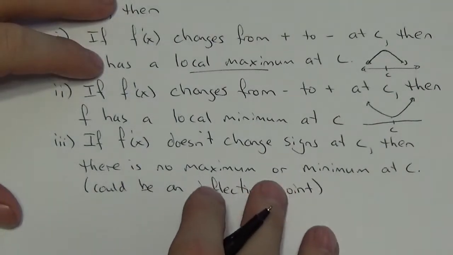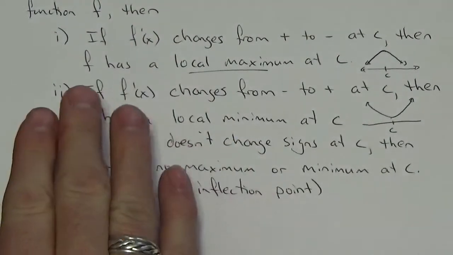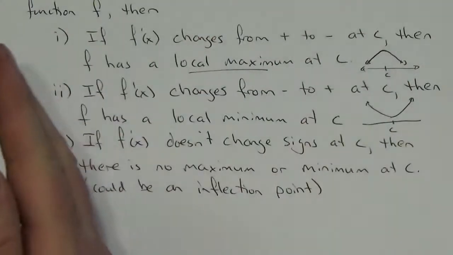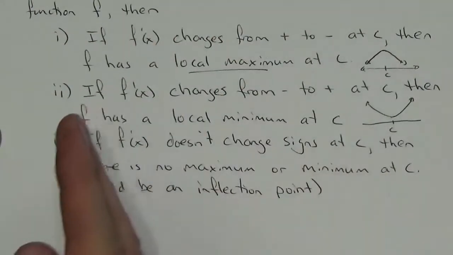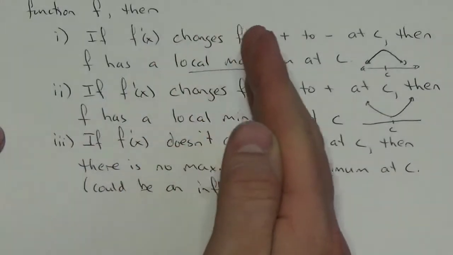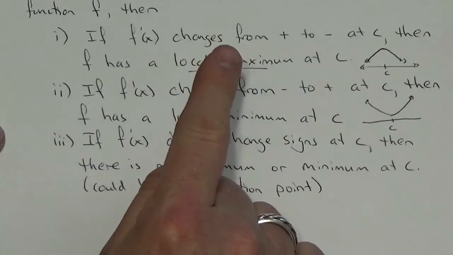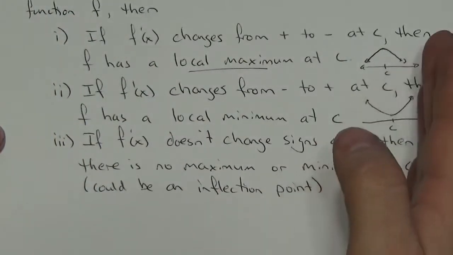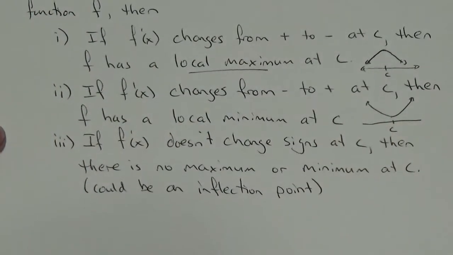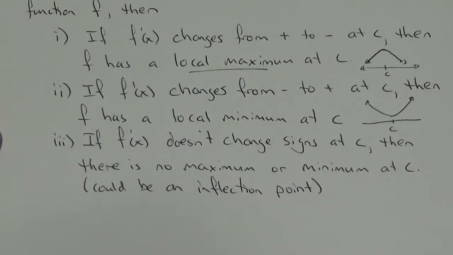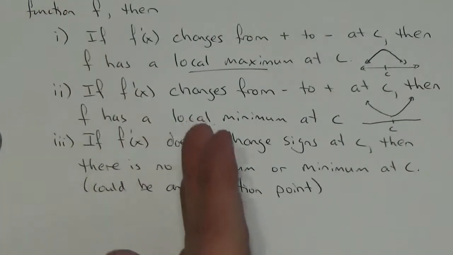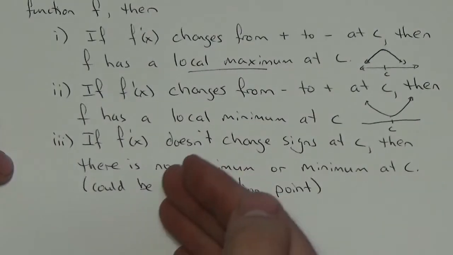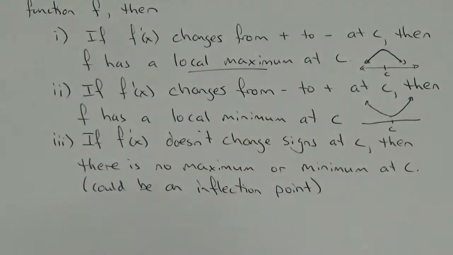If I've got a maximum, and bear in mind that we always read graphs left to right, so if I go up and then come down, that critical number right there, that's a maximum. If I come down and then go up, that critical number becomes a minimum. That's the only way that can occur. I can't come down to a maximum, and I can't go up to a minimum value.